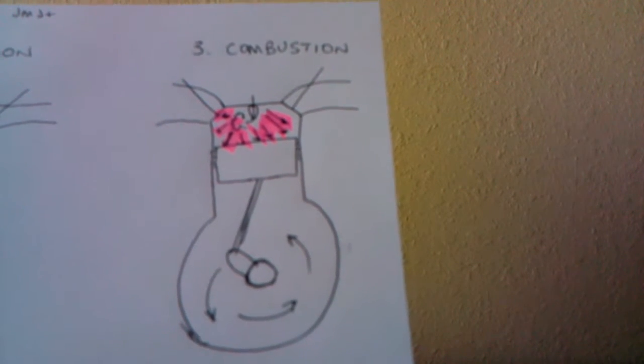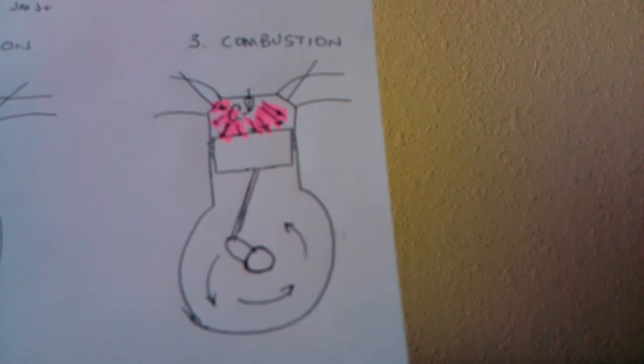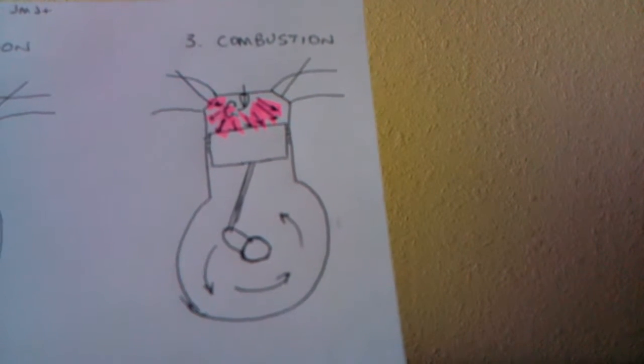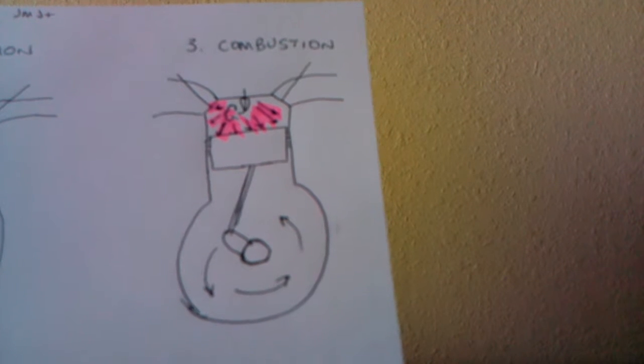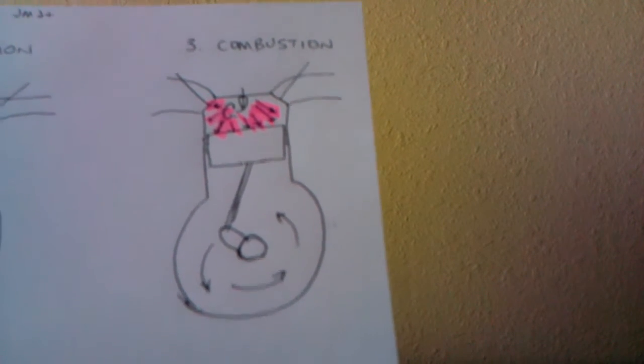This is Audio-Visual Lecture 5, Part 2. We've been talking about the different phases of a four-stroke engine, a four-cycle engine, and we're on to stage 3, the combustion cycle.